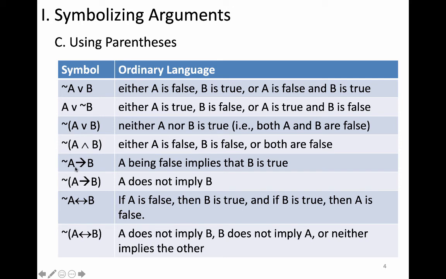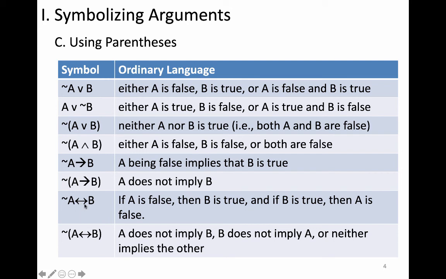How about this? Not A, then B. Well, the not just applies to the A when there's no parentheses. So it's saying if A is false, then B is true. What if I have not and then a parenthesis? Then what I'm saying is it's not the case that if A is true, then B is true. So I'm saying it's not the case that A implies B, or A doesn't imply B.